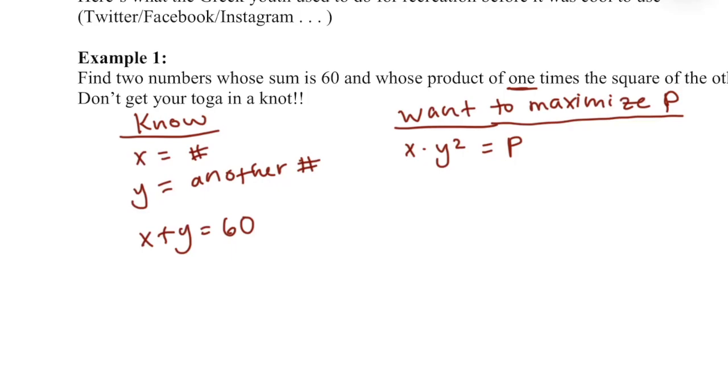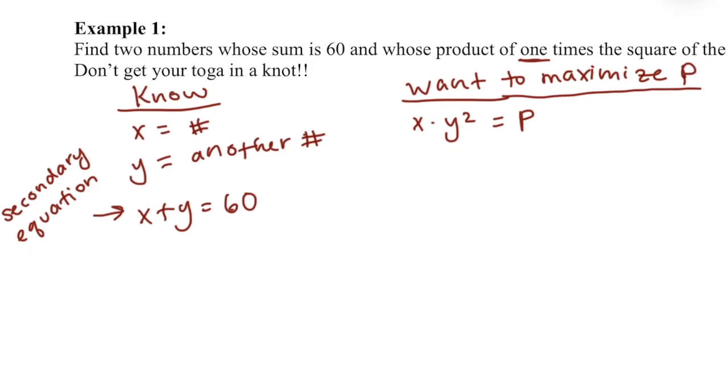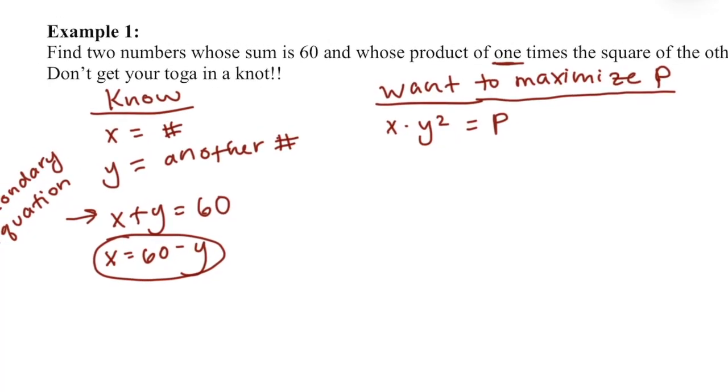This is what is known as a secondary equation. And this secondary equation will help us create, it's kind of like creating a system of equations so that I can write an equation just in terms of one variable. And so the way I'm going to do that is I'm going to solve for x. And then I can plug this value of x into my primary equation that I want to maximize. So I will replace x with 60 minus y, and then x times y squared equals p.